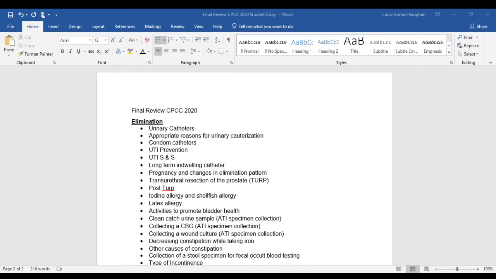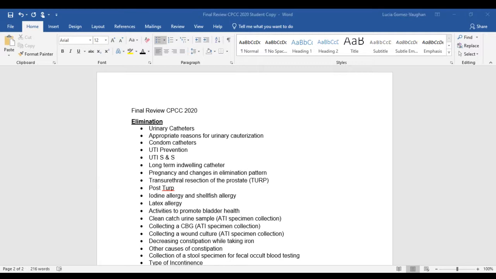When we're teaching our patients to take care of themselves at home, we want to instruct women to wipe from front to back. Patients should avoid bubble baths, and keeping blood sugars within normal range decreases the risk of UTI. You also want to teach people to urinate when they feel the need, because we want to empty bladders frequently and completely to decrease the risk of UTI.